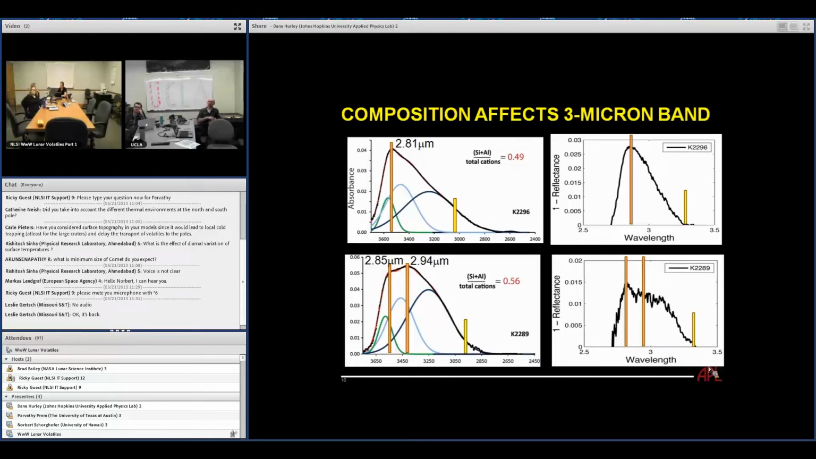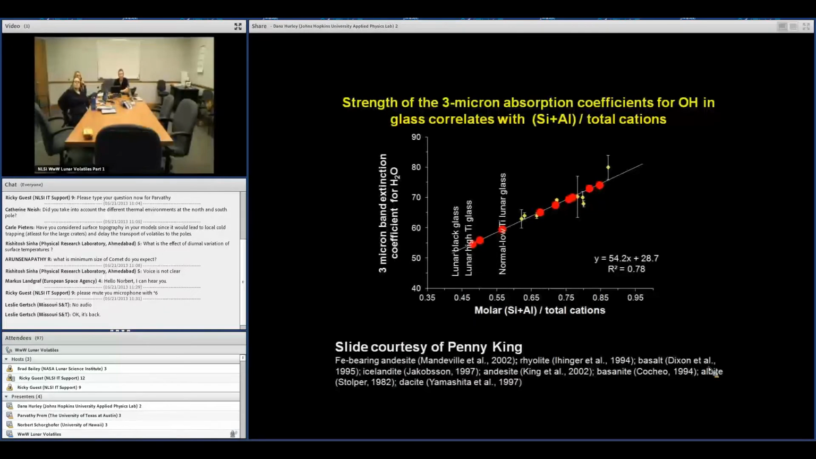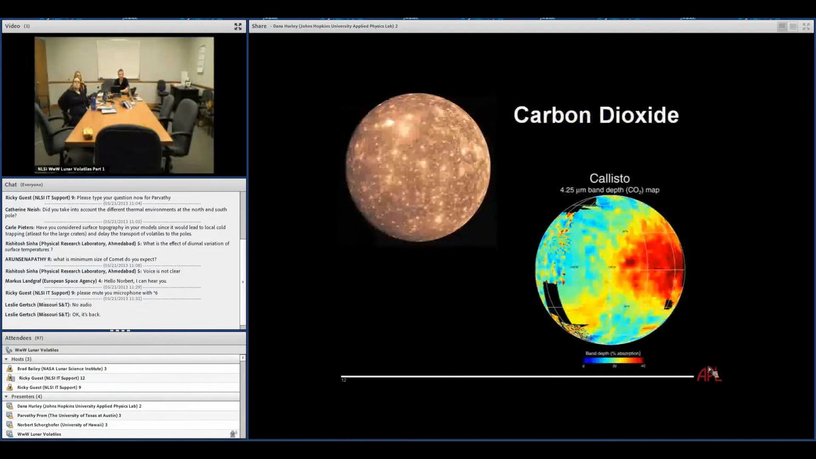So you have to be very careful when you say there is water or isn't water based off the shape of the band. However, OH tends to be pretty short. And also the strength of the band changes with composition.